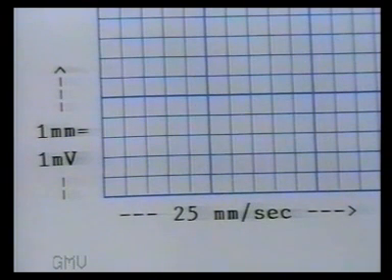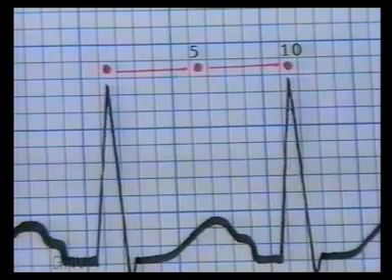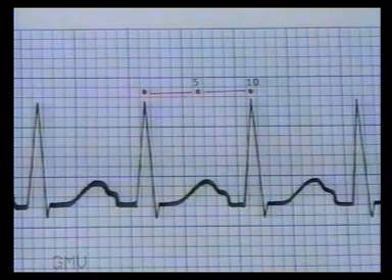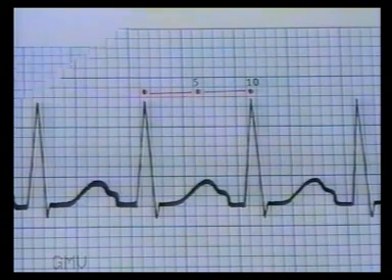And 1500 small squares represent 1 minute. In this ECG, the RR interval measures 10 small squares. So the rate is 1500 divided by 10 equal to 150 per minute. A rate above 100 per minute is termed as tachycardia.